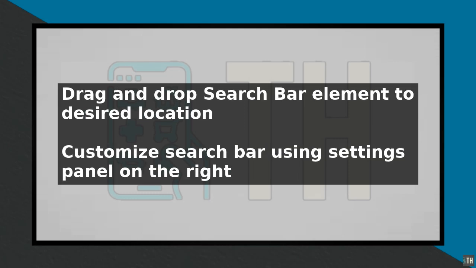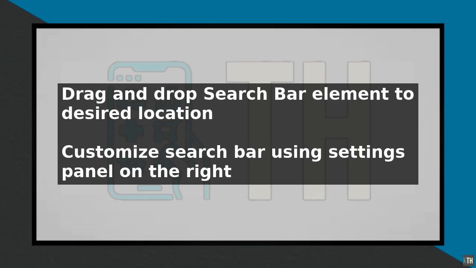Drag and drop the search bar element to your desired location on the page, typically at the top. You can customize the search bar by clicking on it and using the settings panel on the right. Here you can change the placeholder text, button text, and design settings to match your website's style.